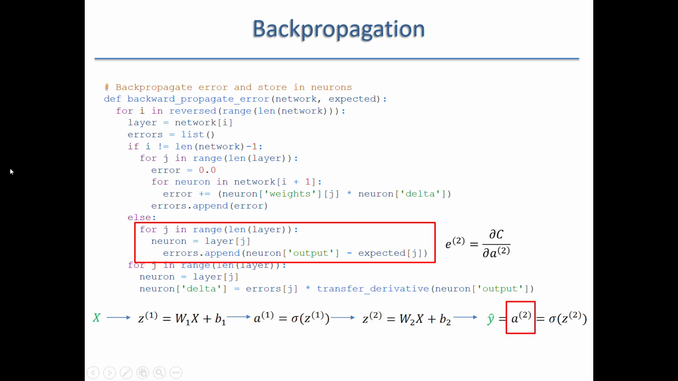Then for the last layer, we go through this else. We have to compute the derivative of the cost function C with respect to A2. For the loss function they have chosen in this example, this derivative is simply the difference between the output of the layer and the expected value. So this is the ground truth.